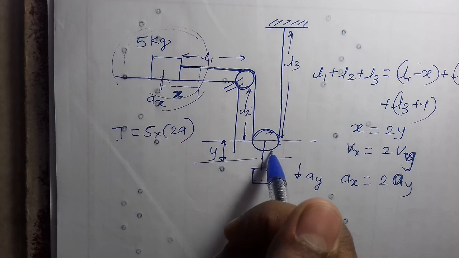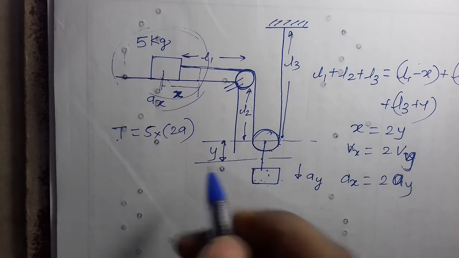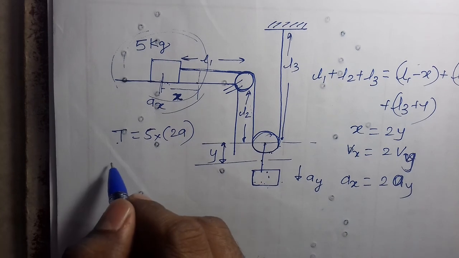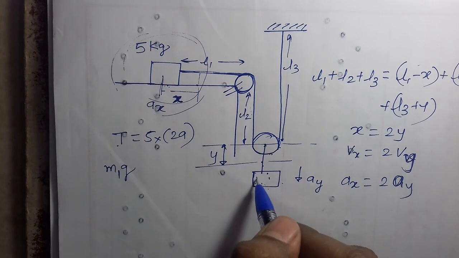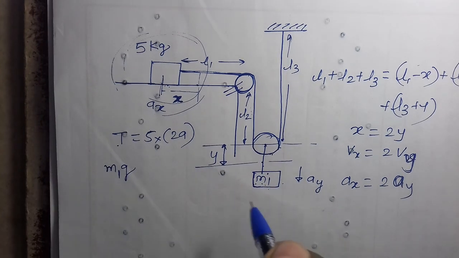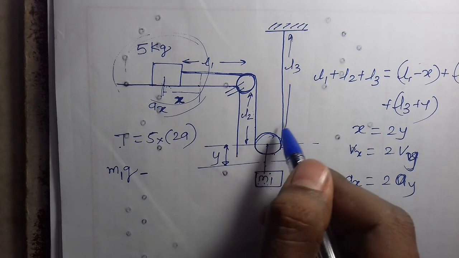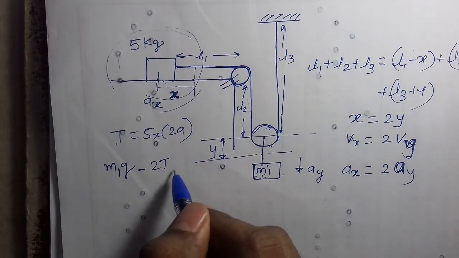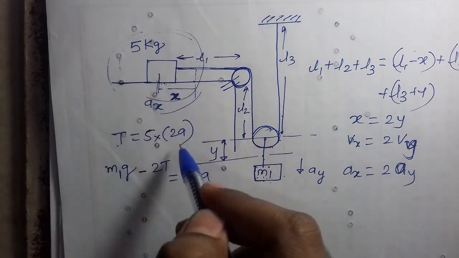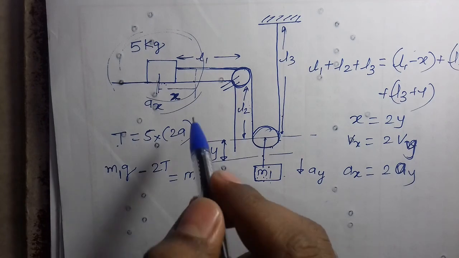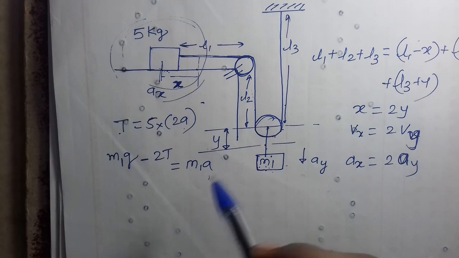Then for this block, the total force in the downward direction is m1g, if the mass of this block is m1, minus the total force in the upward direction, T plus T, 2T, is equal to m1a. The acceleration here is a, and the acceleration of the other block is 2a. So by solving these two equations, we can find the tension as well as the acceleration. Okay.